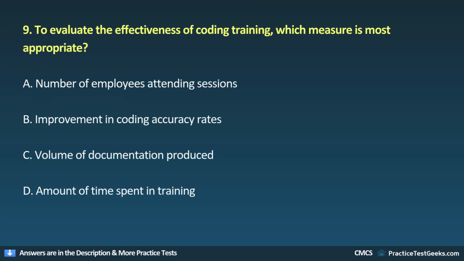9. To evaluate the effectiveness of coding training, which measure is most appropriate? A. Number of employees attending sessions. B. Improvement in coding accuracy rates. C. Volume of documentation produced. D. Amount of time spent in training.